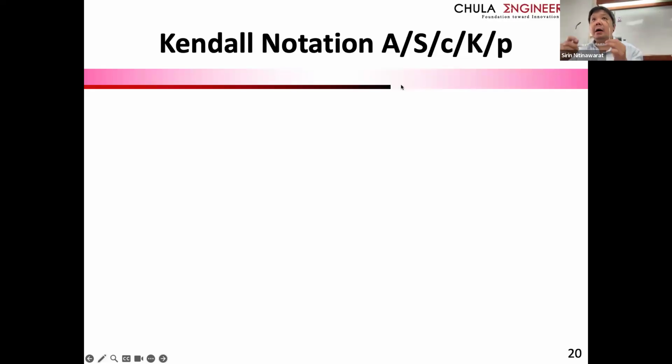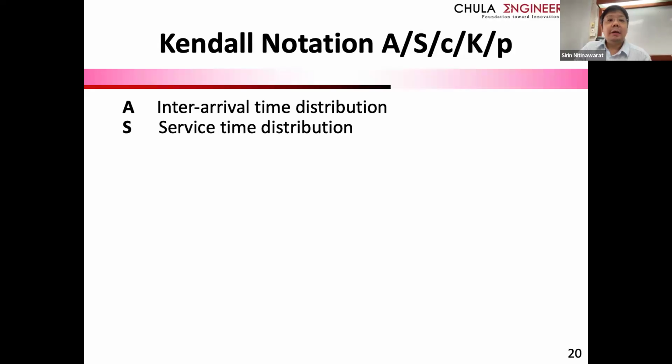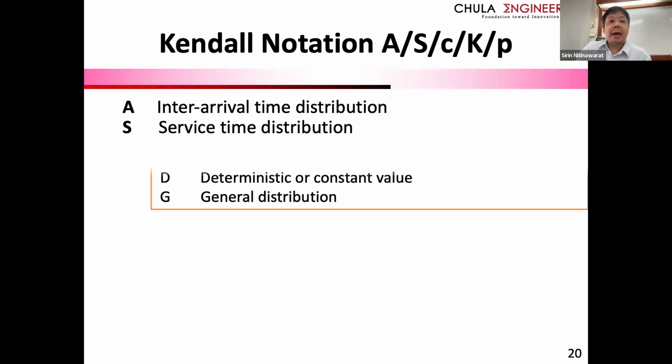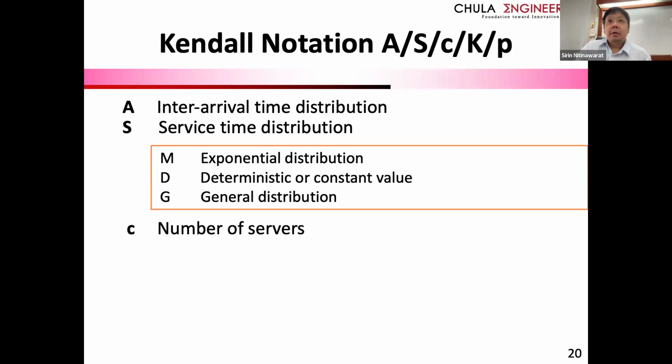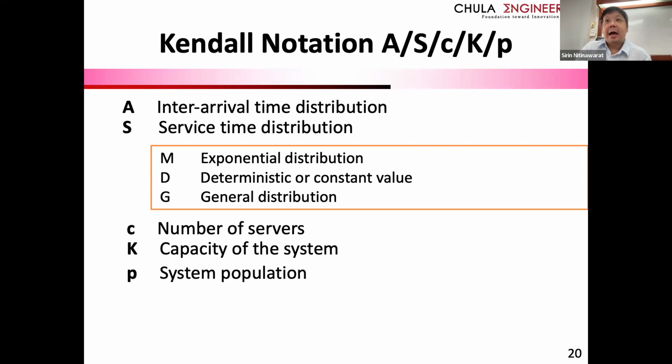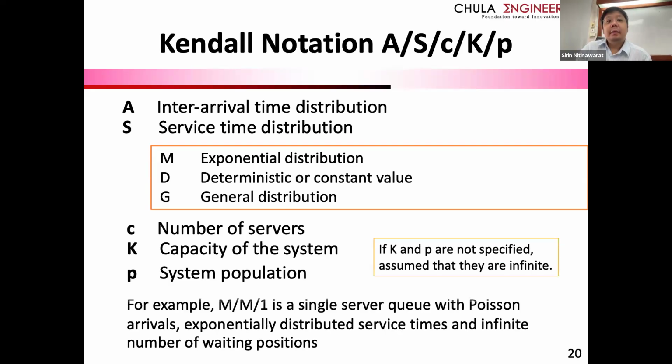With five elements, right? First two are for arrival process and service mechanism. Third one is number of servers. Fourth one, capacity of the system. And last one is the system population, right?